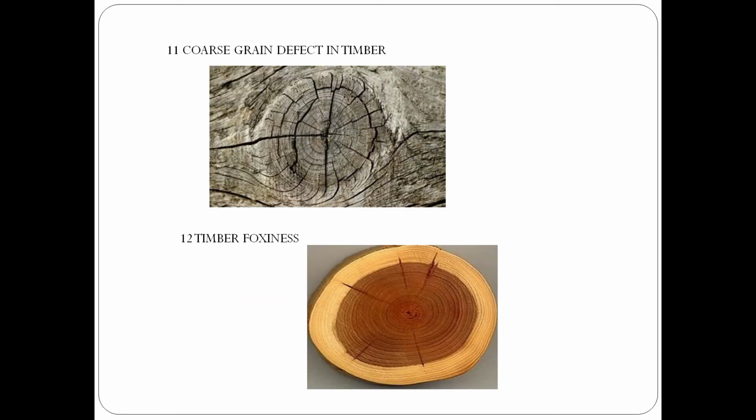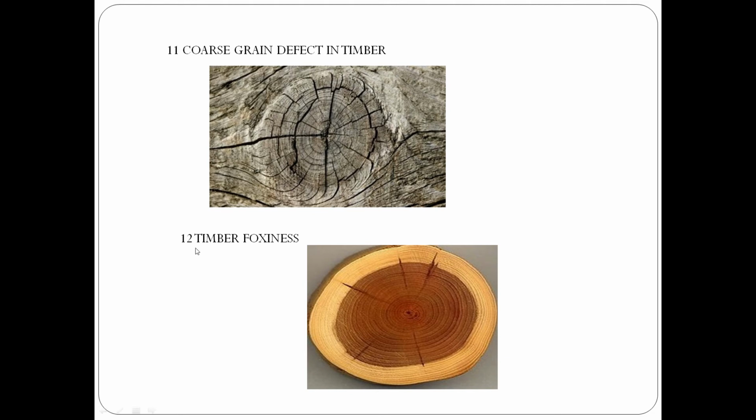Now, quartz grain defect in timber. The age of a tree can be known by the number of annual rings. For fast growing trees, the gap between the annual rings is very large. This type of trees is called quartz grain trees. The timber obtained from them is of less strength.